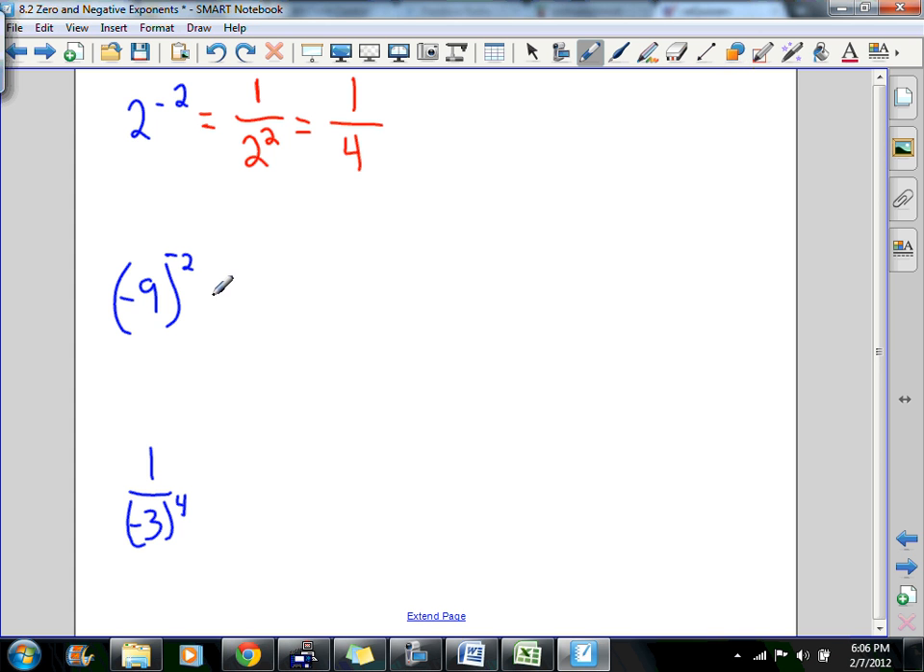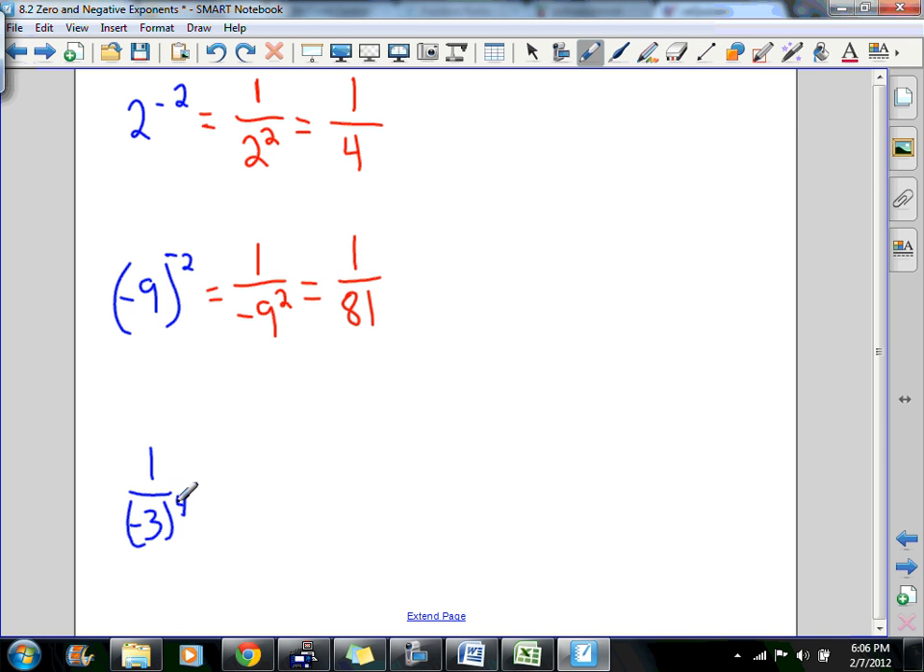So then we move on to something like this. Negative 9 raised to the negative 2 power. Well, because that's in the negative territory, that's going to Lame Town, USD. So we have negative 9 squared. Well, negative 9 squared is negative 9 times negative 9, which is 1 over 81.